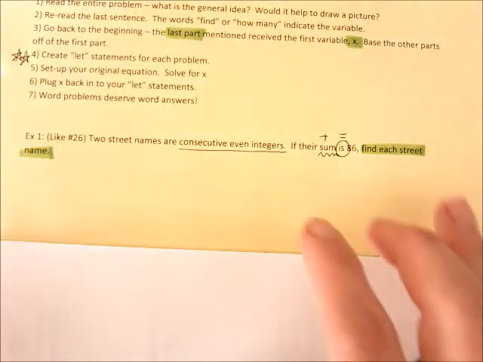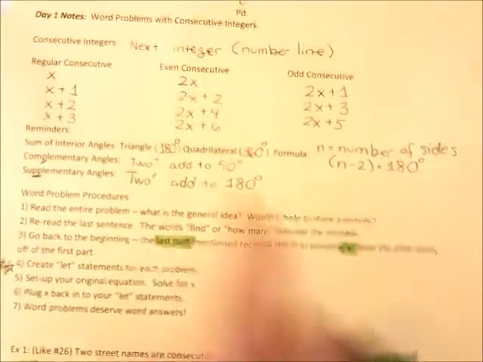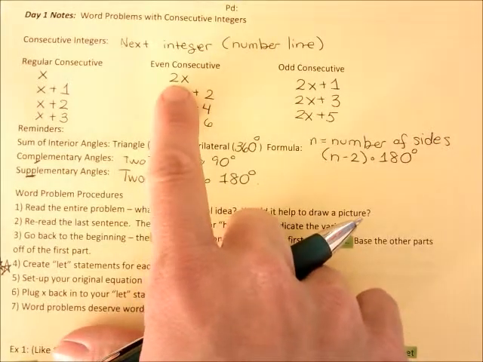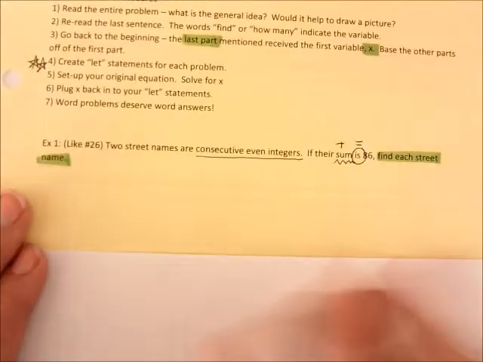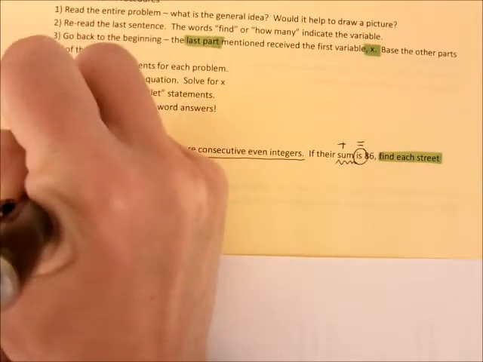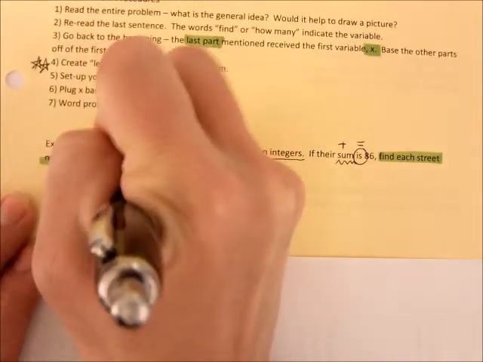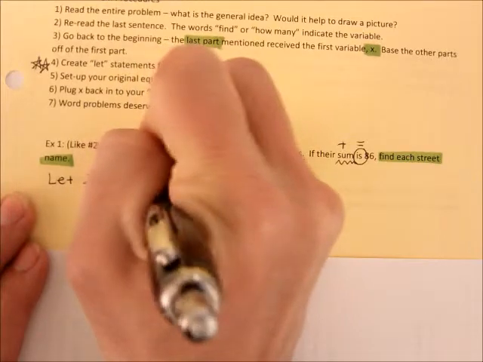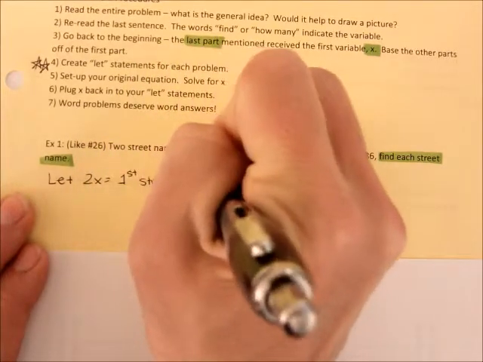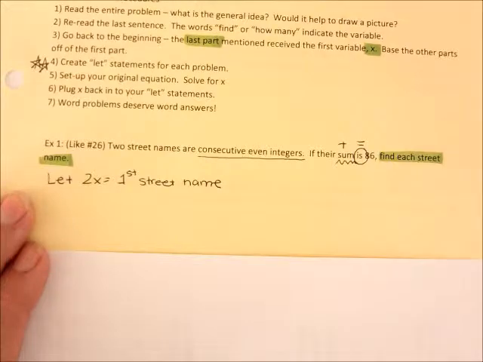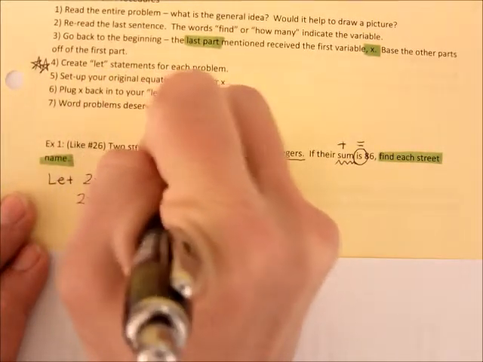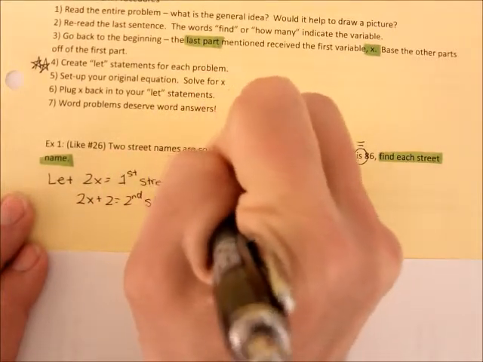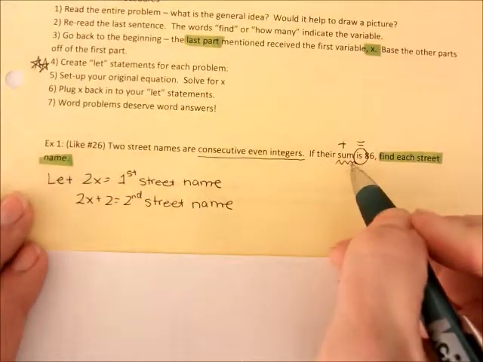So that will get the variable. Now, consecutive even. What's the first consecutive even we're going to give? What's the next one? And we have 2 street names right there. So let's go ahead and mark that in here with our let statements. Let 2x equal first street name. I always am very specific about my let statements. And then 2x plus 2 equals second street name. And we said their sum is 86.